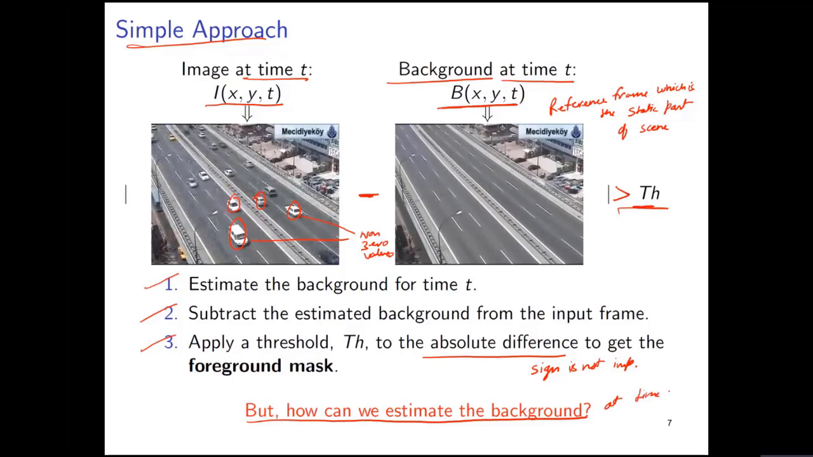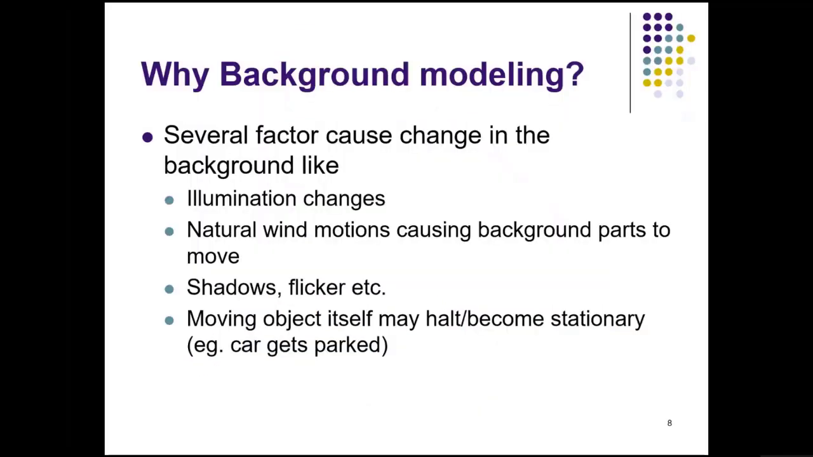This is the crucial part which makes it difficult. How can we estimate the background at time t? Why is it difficult? We actually need to have a model of the background, because there are several factors which can cause your background to change.